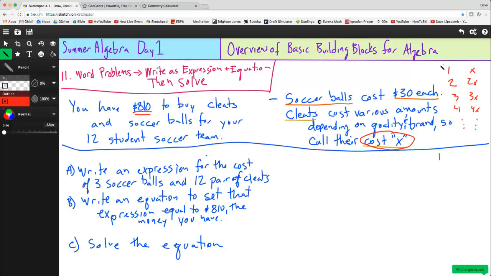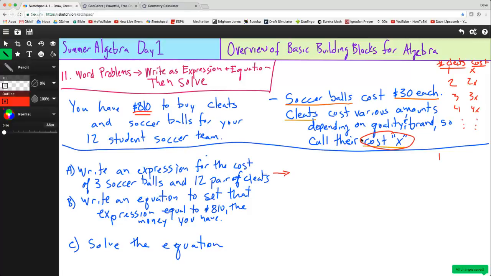All right, this is your cost. This is your cleats. And this is your cost. Okay, so write an expression for the cost of 3 soccer balls and 12 pair of cleats. Well, if you know how to do this, I encourage you to try this right now. Even if you get it wrong, I won't know. You will at least know yourself whether you're confident or not. If you get this right, you're on the right track. If you just think you know and you don't write it down and watch me do it, you'll never really know.